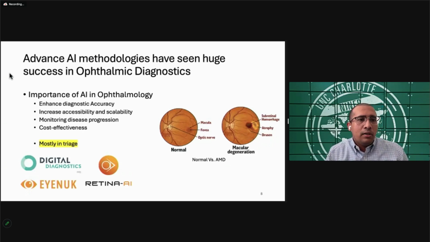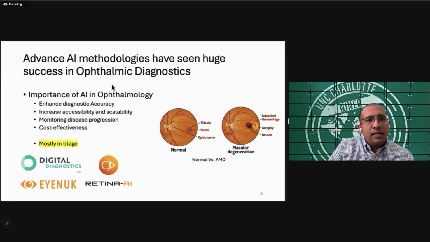They mostly work on triaging. So it will flag you that you should go see an ophthalmologist or not. And then the idea is that you use those features and other advanced imaging techniques to actually diagnose and manage your treatment. So AI is more mass scale. So that's where these methodologies come in.